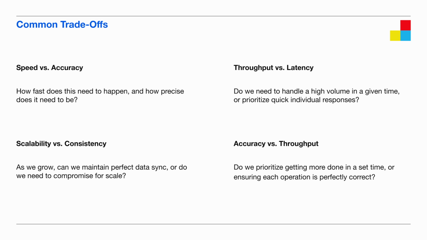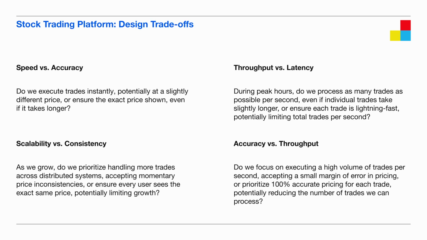Scalability versus consistency. As we grow, can we maintain perfect data sync or do we need to compromise for scale? Accuracy versus throughput. Do we prioritize getting more done in set time or ensuring each operation is perfectly correct? So let's apply this to our stock trading platform example.